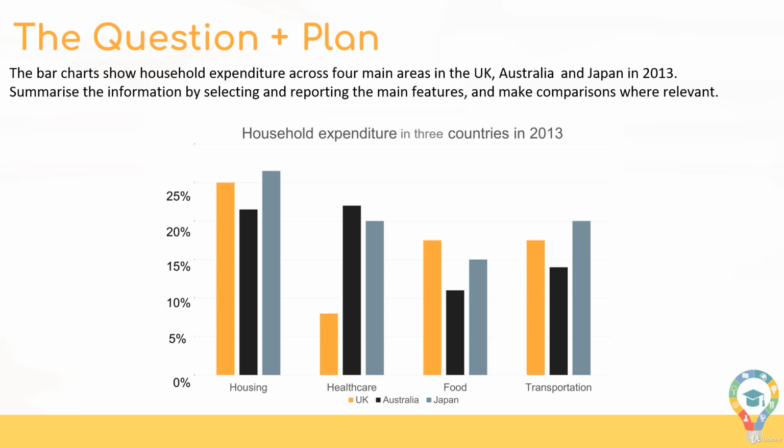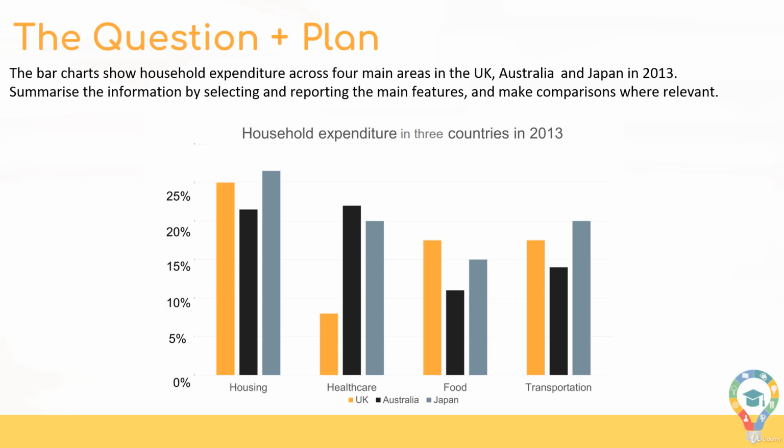I'm just going to spend a short amount of time having a look over this data and getting a better understanding about the visual information given to me. As always, begin with the title. Household expenditure in 3 countries in 2013. So this title is telling me exactly what the bar chart is showing me. Household expenditure in 3 countries.